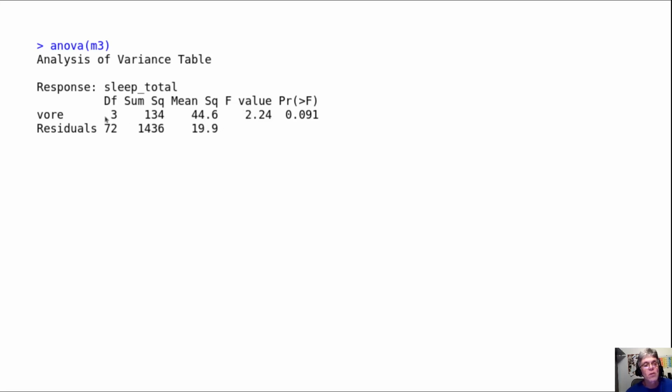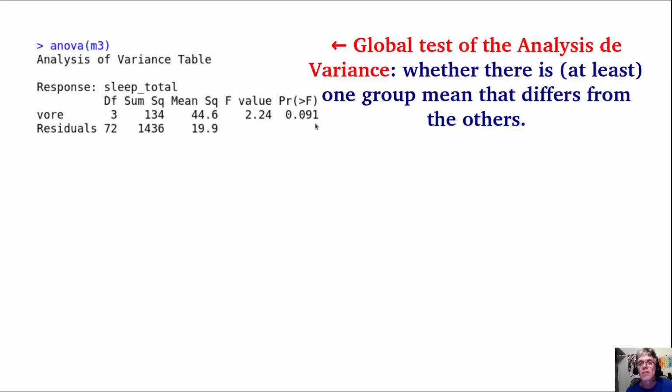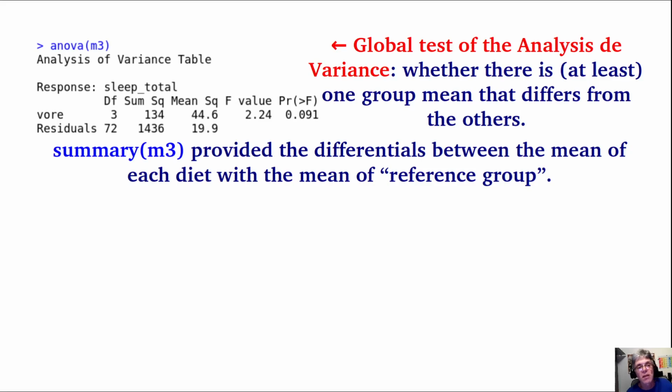So the p-value corresponding to these numbers of degrees of freedom is 0.091, suggesting that none of the groups differ significantly from each other. This is the global test of the analysis of variance, called in books the omnibus test, that tells us whether there is at least one group whose mean differs significantly from the others. So the summary of the M3 shown in the previous slide provided the differential between the group mean of each diet and the reference group, but not of all possible pairwise comparisons of means.